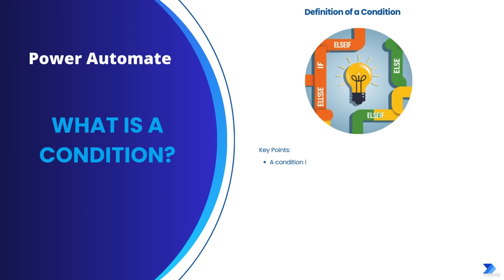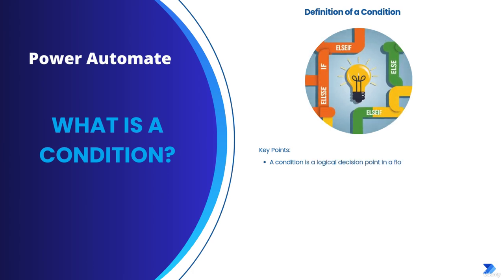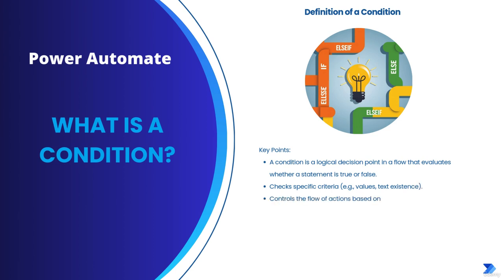Definition of a condition. In its most basic form, a condition in Power Automate is a logical decision point in a flow that evaluates whether a given statement or set of criteria is true or false. A condition can check if a specified value exceeds a certain threshold, or if a particular text exists within a field. Depending on the outcome of this evaluation, the flow either continues down one path if true, or another if false. Conditions act as decision gates.